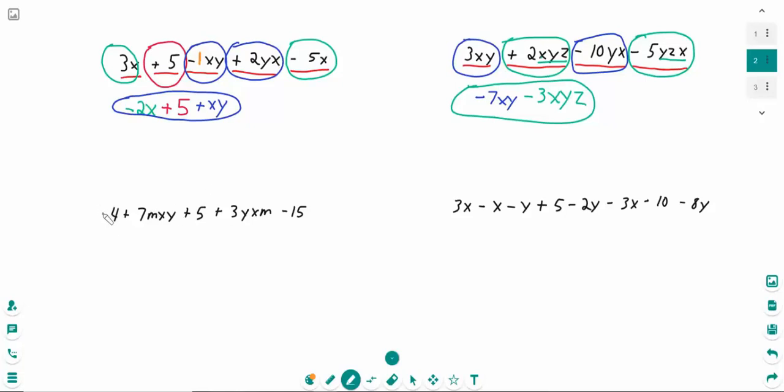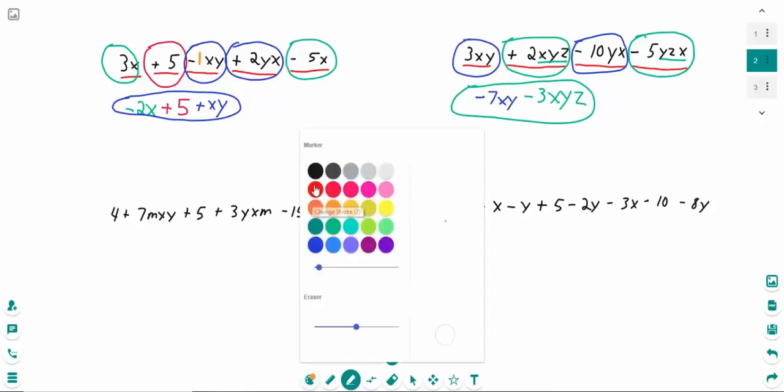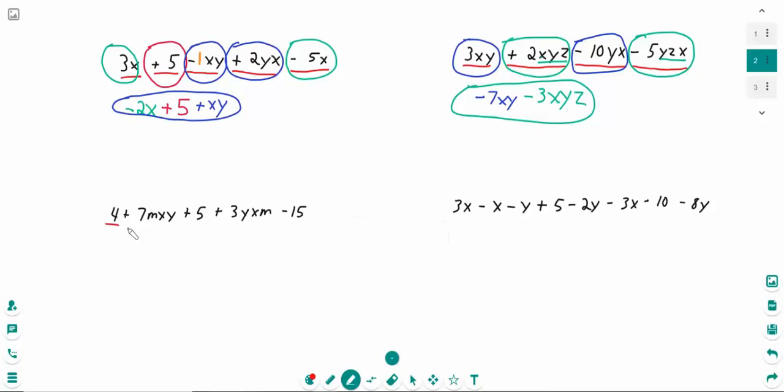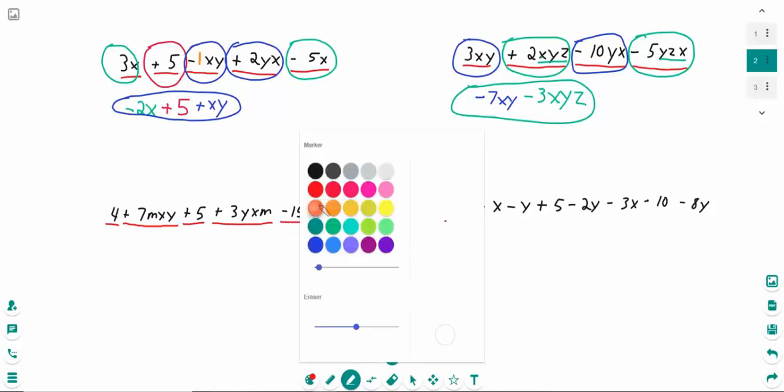So to begin with, we look at our terms. So maybe we'll just make it clear. We'll underline them here. We have the 4, we have the plus 7mxy, the plus 5, we have a plus 3yxm, and we have a negative 15. So we have 5 different terms. Let's look for like terms.